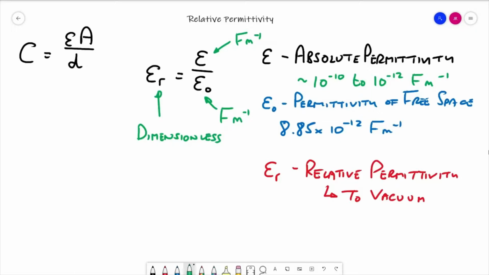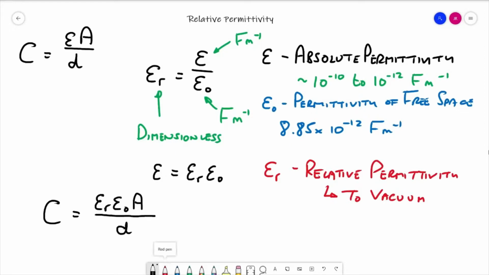Rearranging the relative permittivity equation then by multiplying both sides by the permittivity of free space, we can see that absolute permittivity is the relative permittivity multiplied by the permittivity of free space. When we substitute that back into the equation in the top left hand corner, so C is epsilon A over D, the equation that we end up with is C is equal to epsilon R epsilon naught A over D. And that then is our equation for capacitance of a capacitor.